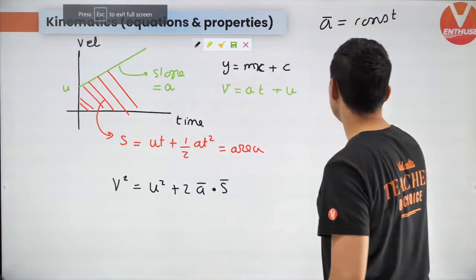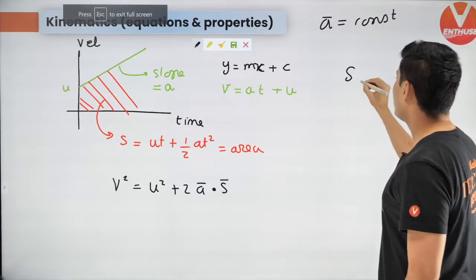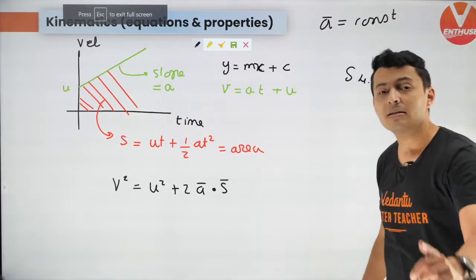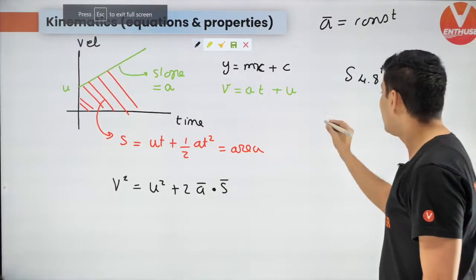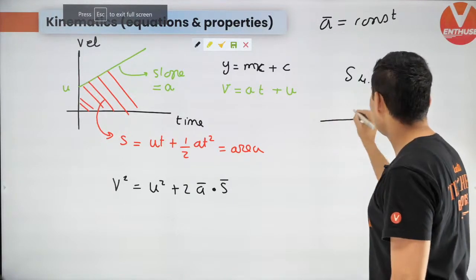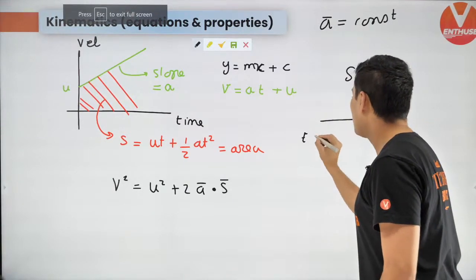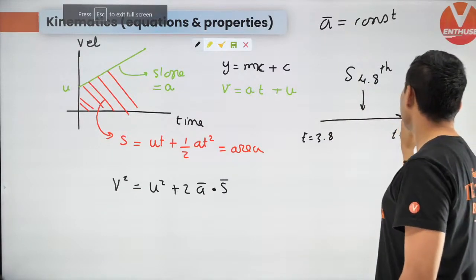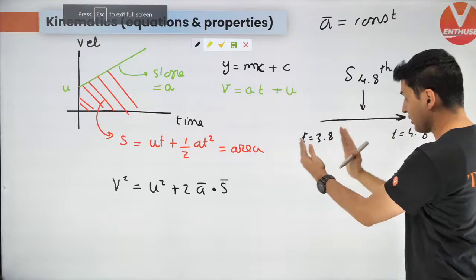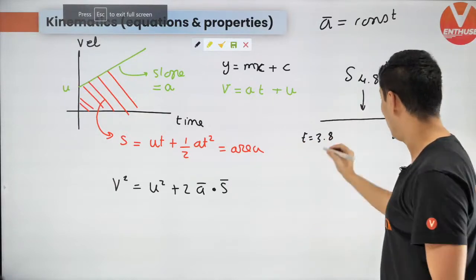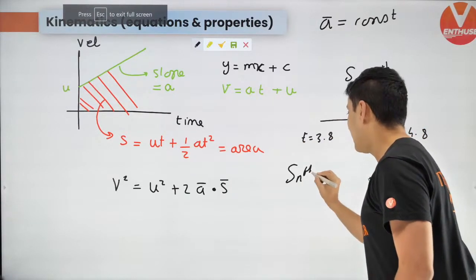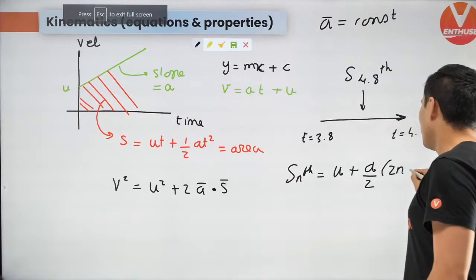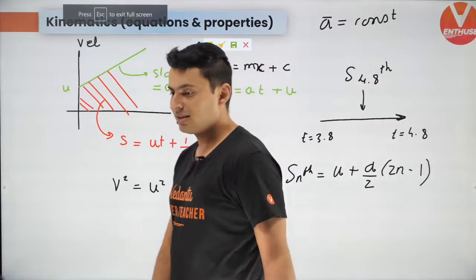Last equation, displacement in n second. So if I tell you displacement in 4.8 second, what does it mean? It means displacement from t is equal to 3.8 to t is equal to 4.8. How much did you move in the previous 1 second? And the formula for the displacement in n second is u plus acceleration by 2 into 2n minus 1. Keep this in mind. This is the formula.